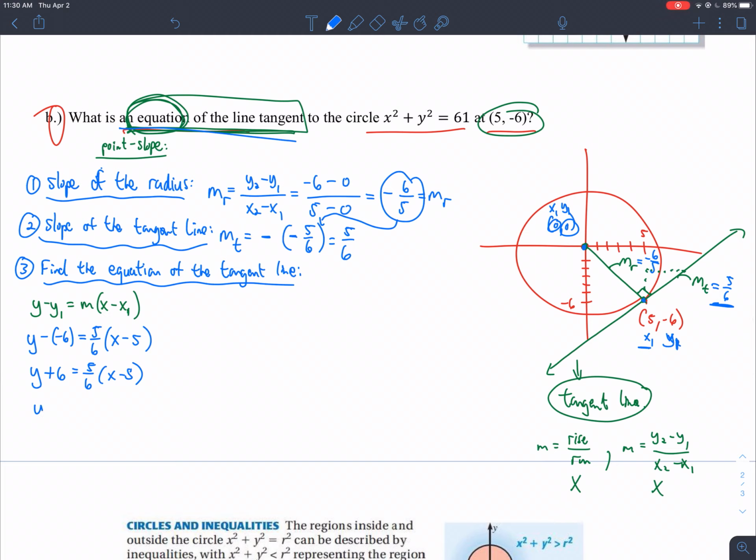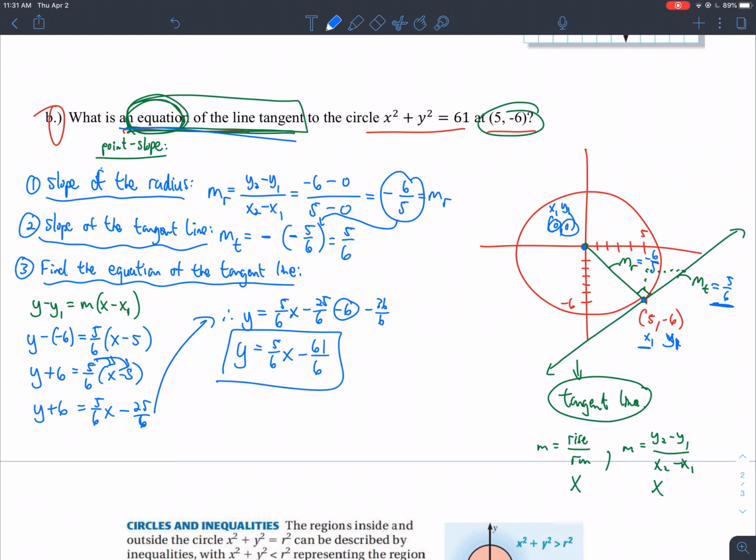So naturally, most students want to do this kind of stuff and say 5 over 6 times x distributed minus 25 over 6, something like that. Okay, and then let's move it up here, and then you want to say y equals, take the 6 over and simplify that fraction. So if I change this, it would be 36 over 6. So negative 25 minus 36 is negative 61 over 6. Okay?